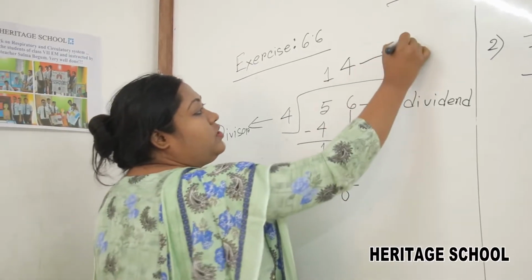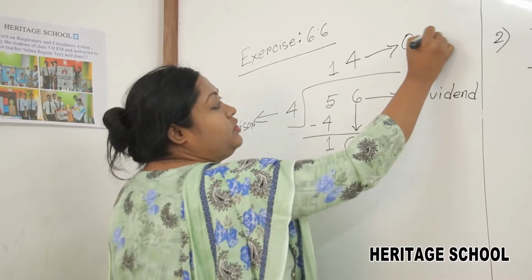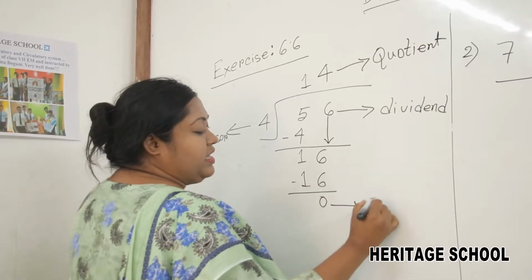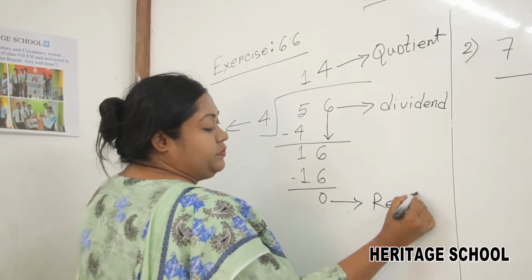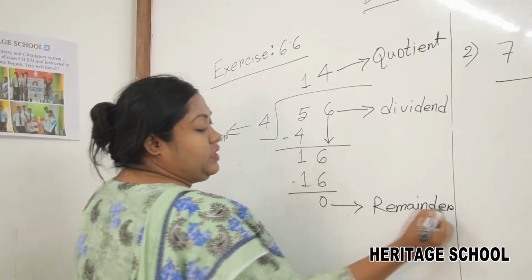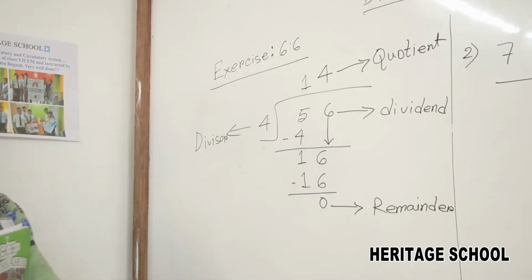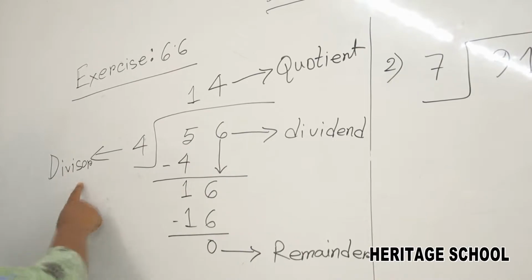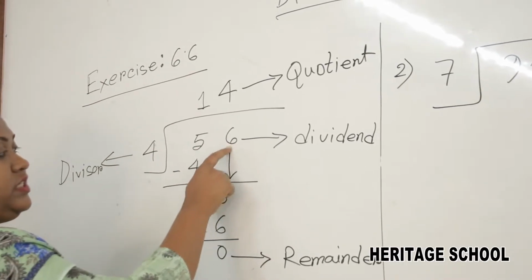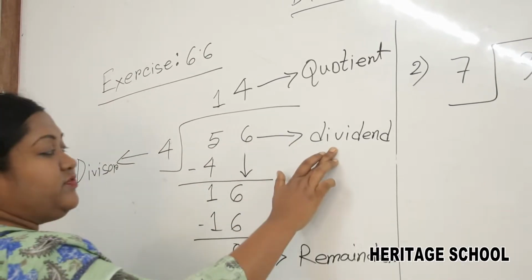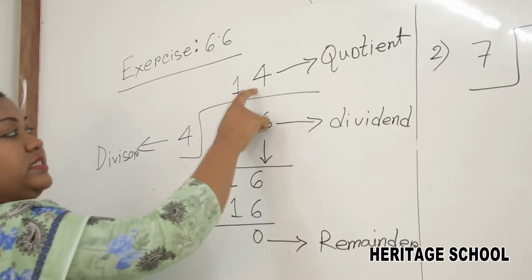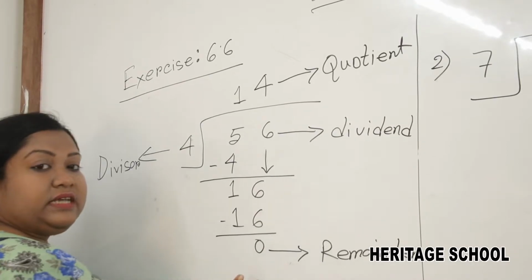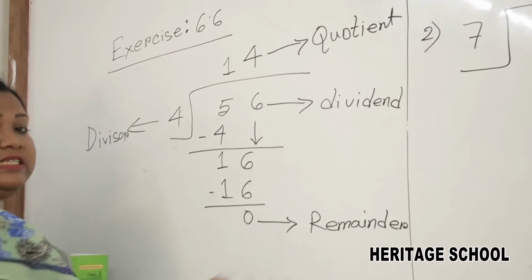Here 14 is called quotient, and 0 is our remainder. So if you want, you can write and memorize these names. The 4 is our divisor. 56, from the question it will be given, is called dividend. And 14, the result we got, is called quotient. And remainder means the leftover. So here leftover is 0.